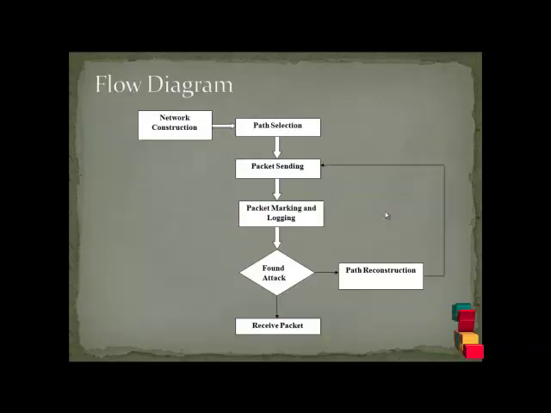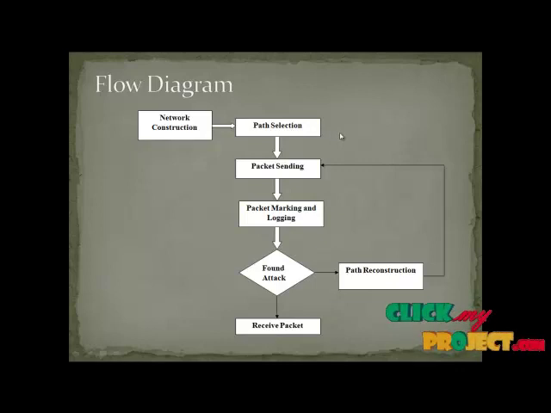Let us see the flow diagram. First of all, we show the network construction. In the network construction, whatever system you use, the network construction will be applicable. Then we generate the path selections. The path selections are generated on the IP address basis. For whichever network the user uses for construction, the path selection will be generated for the network construction path. Then the path selection will be generated successfully.